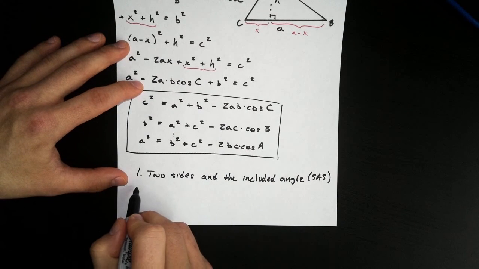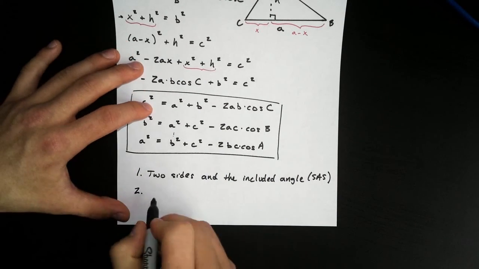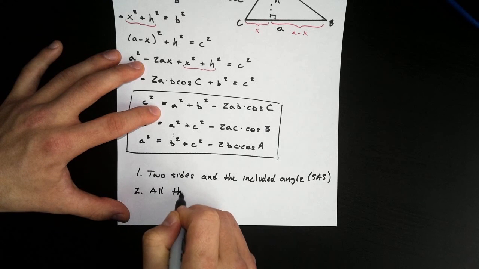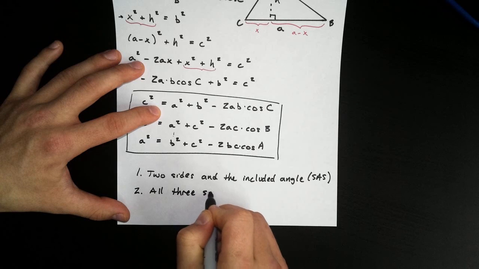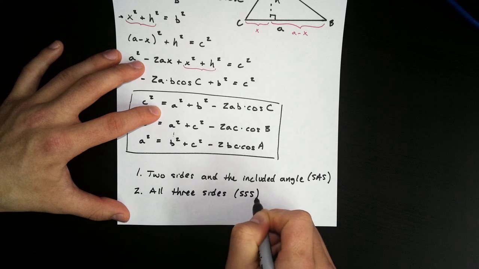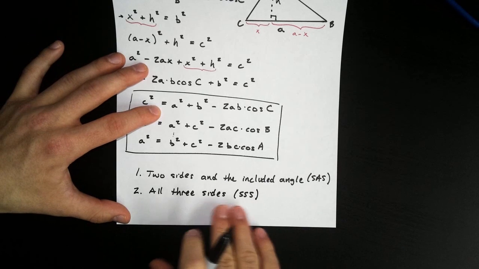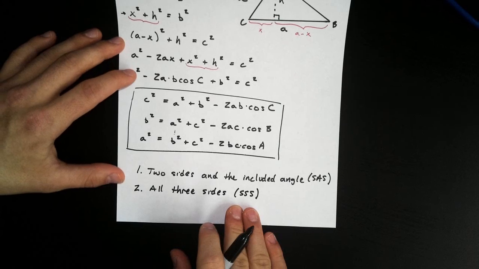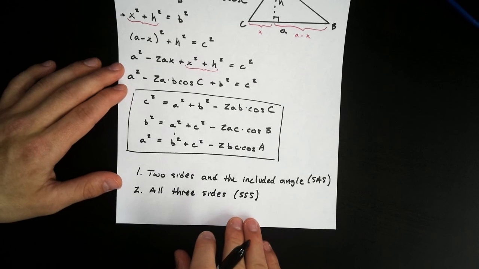And the second situation when we can use the law of cosines is when we know all three sides. This is the side, side, side case. And if you know all three sides, you can use the law of cosines to find the measure of one of the angles.